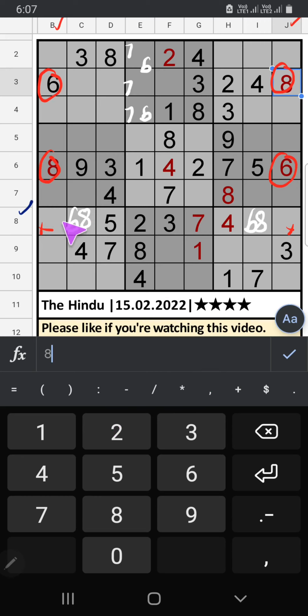Then 8th row, only 2 numbers are remaining, 1 and 9. 9th grade, we have 1. So 1 can't come in this cell. 1 is confirmed here. Then 9 is here. Column H, 2 numbers are remaining, 5 and 6. It will come any one of the cells. We will confirm later.